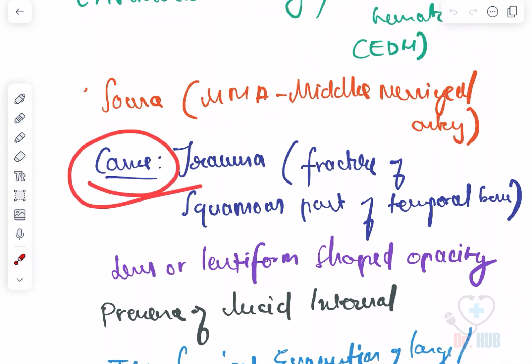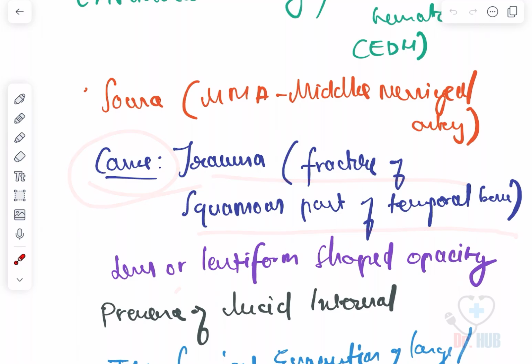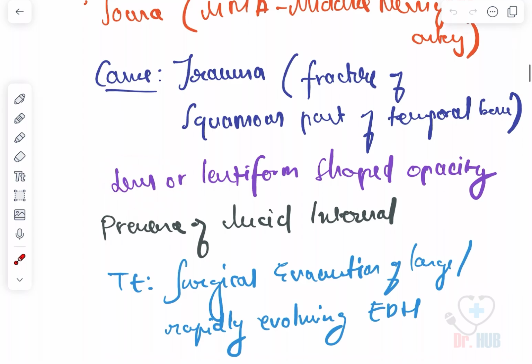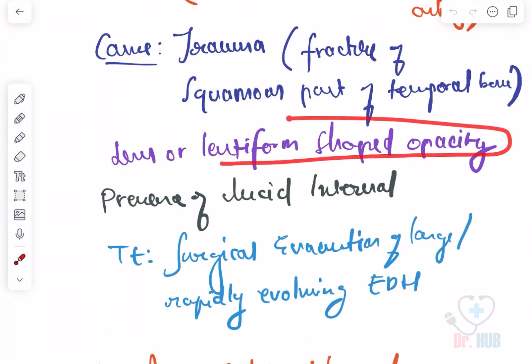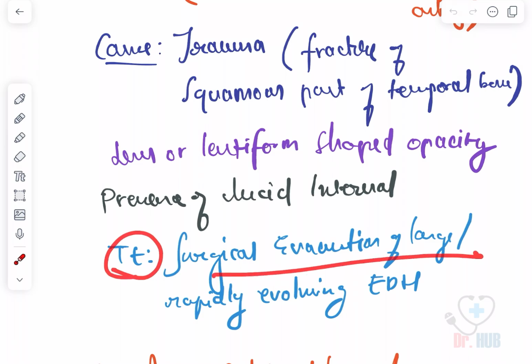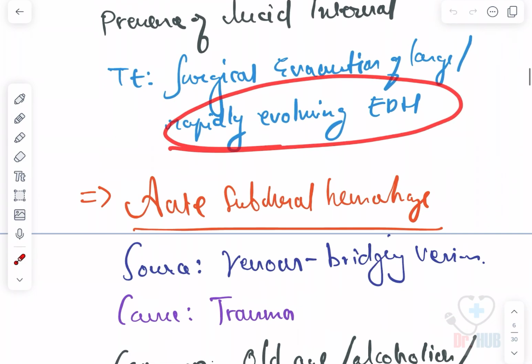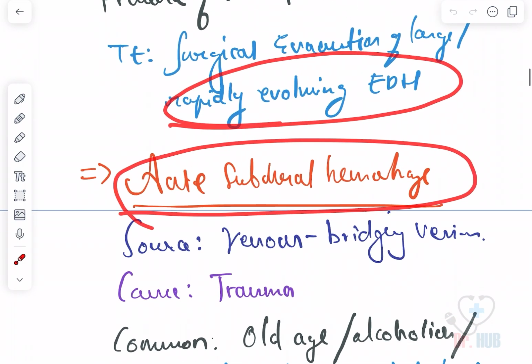The cause being the trauma, fracture of the squamous part of the temporal bone, as well as there is the lens or the lentiform shaped opacity. There's presence of a lucid interval, and the treatment is by the surgical evacuation of the large and rapidly evolving EDH. Next, we are looking at the acute subdural hemorrhage.